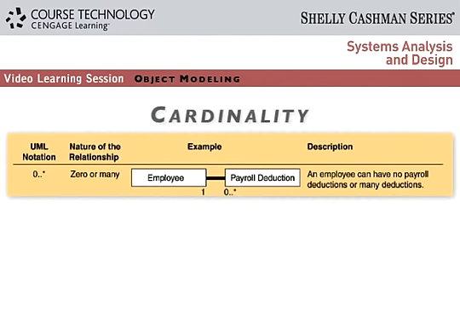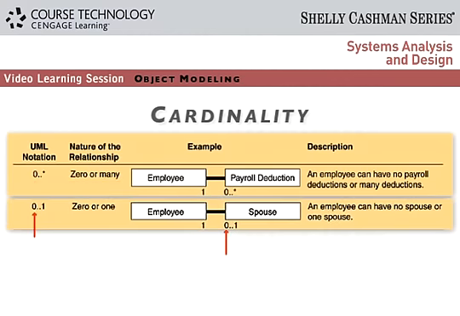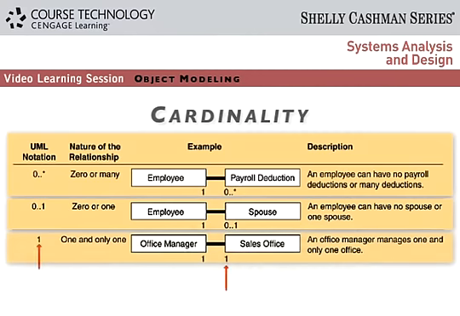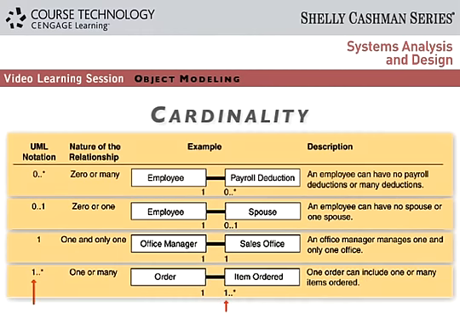An employee can have many payroll deductions or none. This is called a zero or many relationship. An employee can be single or have one spouse. This is a zero or one relationship. A manager is in charge of one and only one sales office, so it is a one and only one relationship. An order can include one or many items, so it is a one or many relationship.